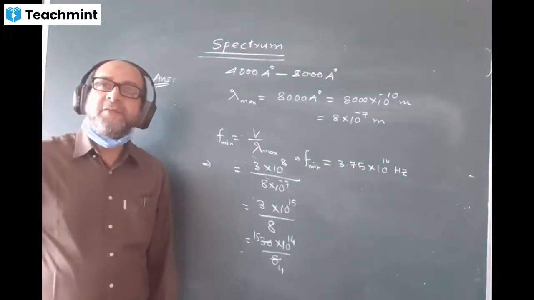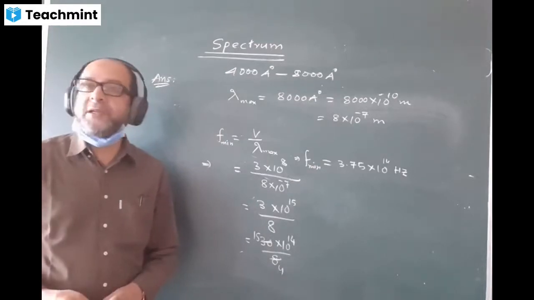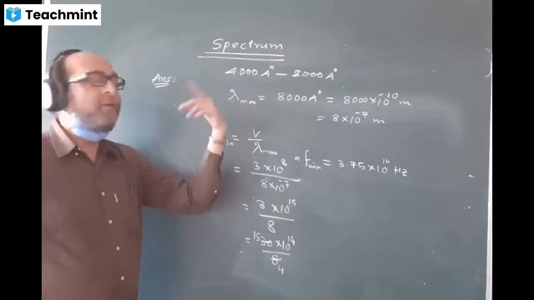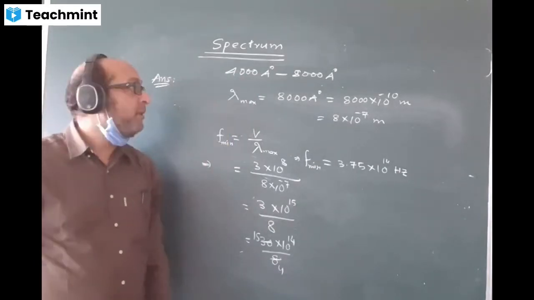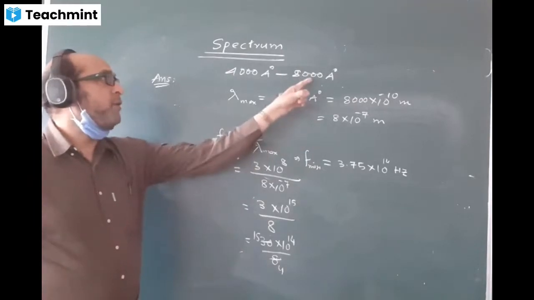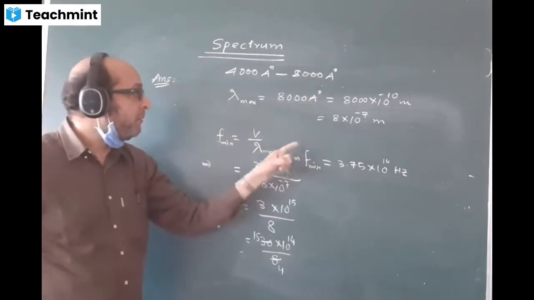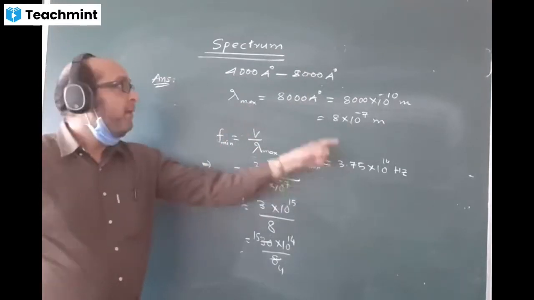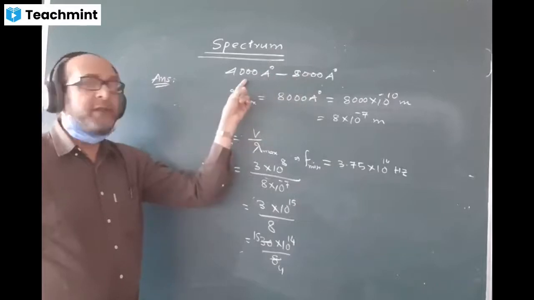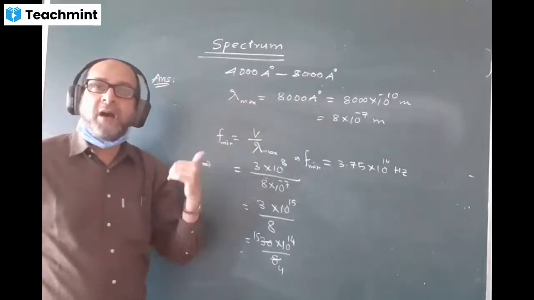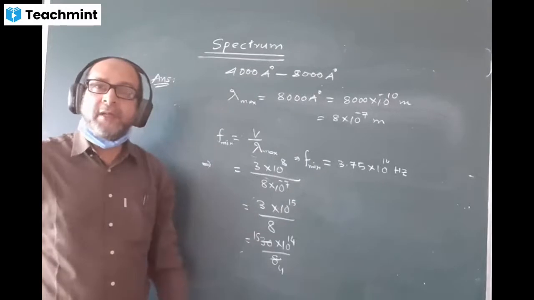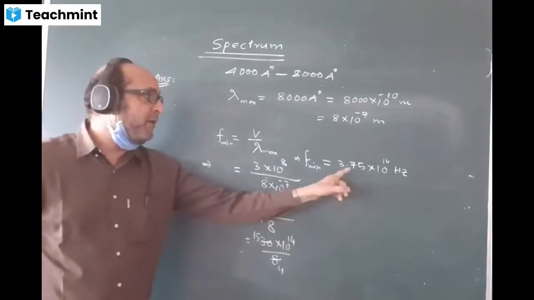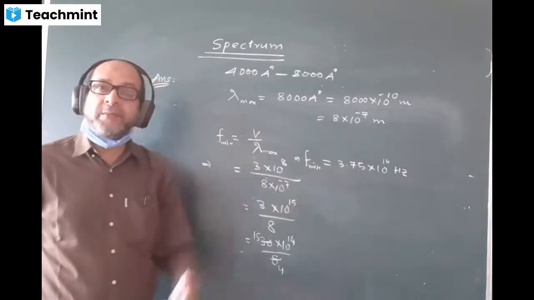This is the answer. If they ask you what is the maximum frequency, which one of them will be maximum frequency? 4000. And you can just apply a little common sense and do it. When the wavelength was 8000, you will be in maximum. When lambda was maximum, you will be in minimum frequency of this much. But now the wavelength is exactly half of this. When the wavelength becomes exactly half, the frequency doubles, because they are in the same process. What will the maximum frequency be? Double of this. That is 3.75 into 2, maximum 7.50.